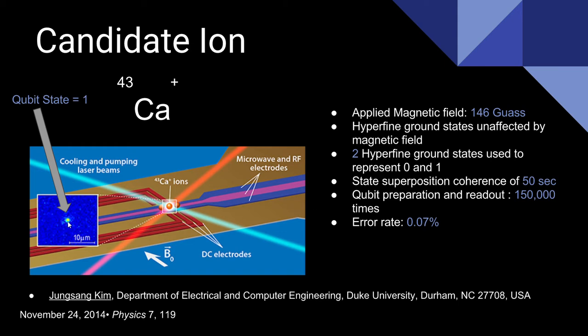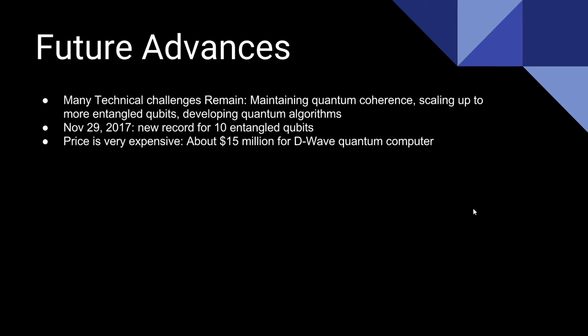When they read out a qubit state, if it shines, the state equals 1. If it doesn't shine, then they interpret that as a state equals 0. And as you see, here's the laser cooling in all different directions, the magnetic field, the DC electrodes, and these would be the ones to generate the oscillating magnetic field.